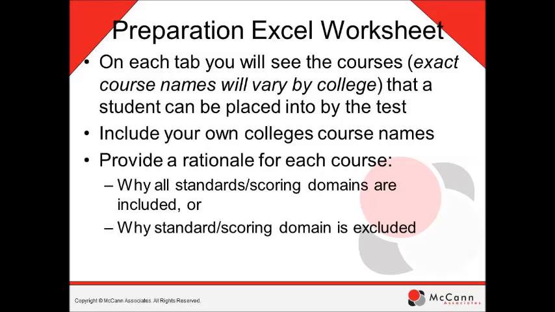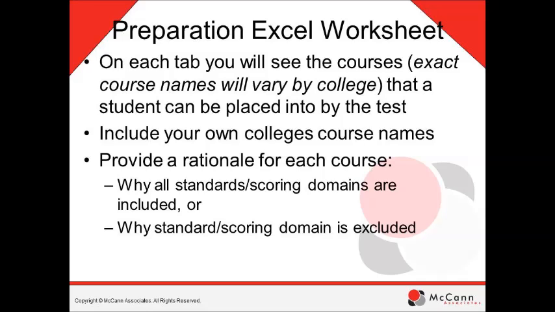At the top of the Excel file, you will see the courses that a student can be placed into by the particular test, and please note that exact course names will vary by college. If it is helpful, you can add in your particular course names from your college as long as you know the general courses into which they map. For example, you could use Writing 456 at the top if you knew that that is the college or transfer-ready writing class for your college.